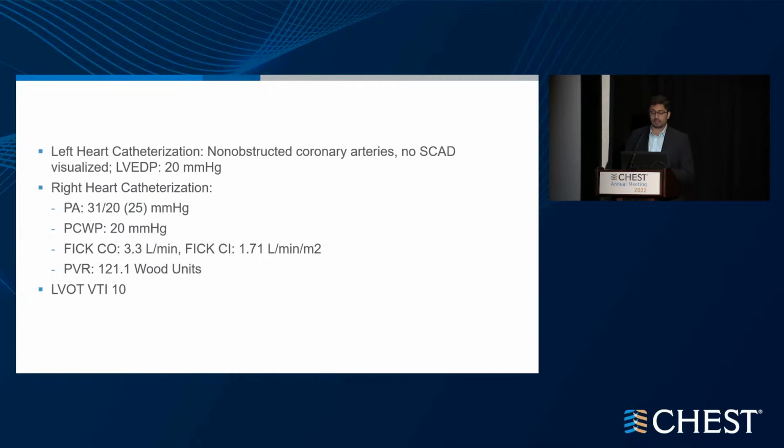So as I said, there were non-obstructive coronary arteries on the left heart catheterization. There was no spontaneous coronary artery dissection as well, and the LV-EDP was 20 millimeters of mercury. The right heart cath, on the other hand, showed a PA mean pressure of 25 millimeters of mercury. She had a wedge pressure of 20, a Fick cardiac output of 3.3 liters per minute with an index of 1.7, and a pulmonary vascular resistance of 121 Woods units. And her LVOT VTI was 10 centimeters, which, as we know from Tan et al., a study done in 2017, is a prognostic indicator of very high mortality and can indicate very severe cardiac systolic dysfunction.